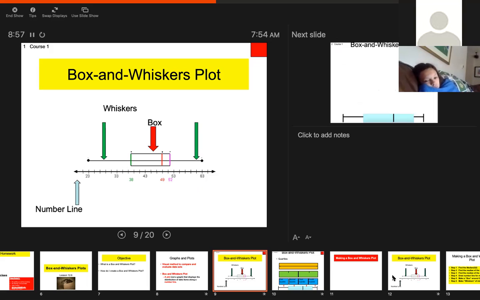Box and whiskers plot. Today you're going to see 4. Together we're going to make 3 of them. You're going to see me make 1, and then together we're going to make 3 of them. Hopefully by the 3rd one, everyone nods their head and says, yeah, I got this. It's not too bad.